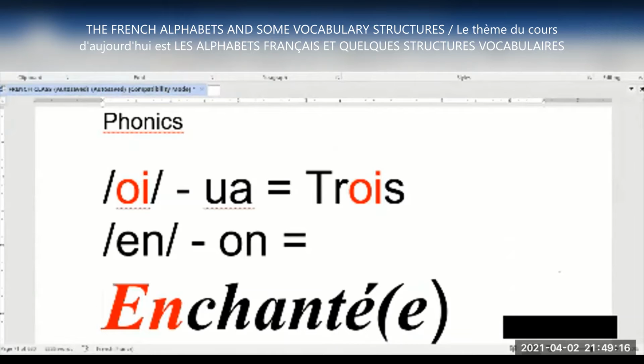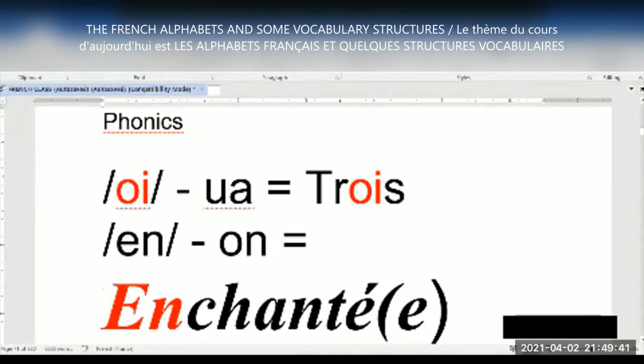For those that were in class for numbers, 60 is soixante. The OI is also there. Soixante. So, deuxièmement, secondly, you have EN, which is pronounced as on. EN is pronounced as on.